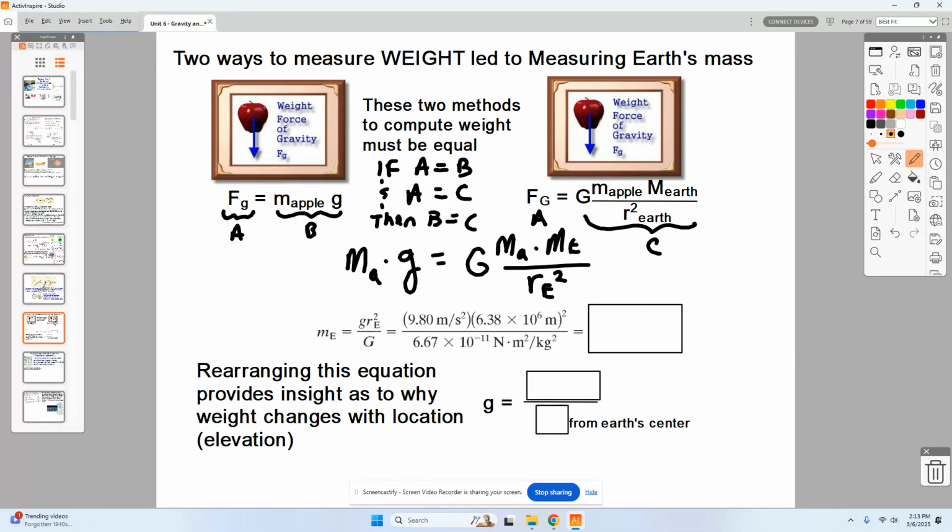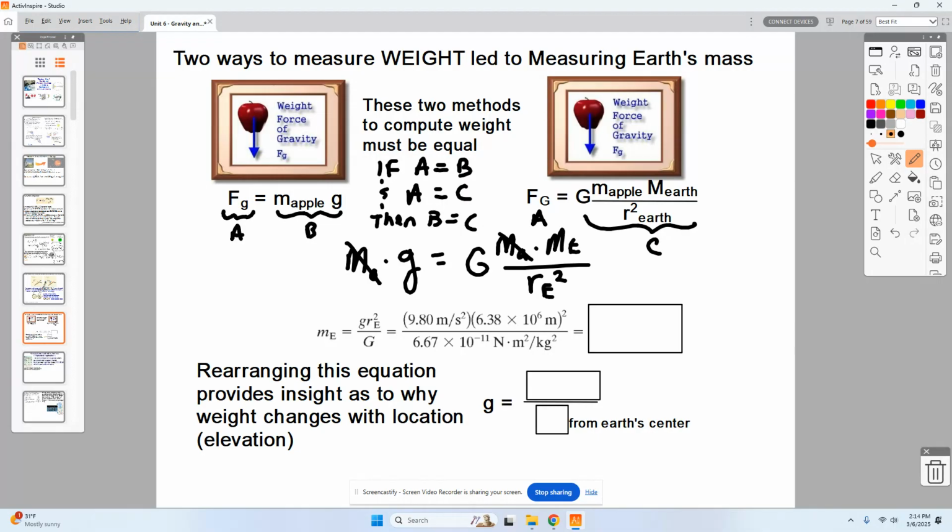The apple doesn't matter. It could be the apple, it could be that water bottle that's sitting on it. Doesn't matter. Those things reduce out. Now I know everything up here except the mass of the Earth. So rearrange that equation to get mass of the Earth, and it looks like that. Mass of the Earth equals little g, multiplied by the radius of the Earth squared, divided by big G.